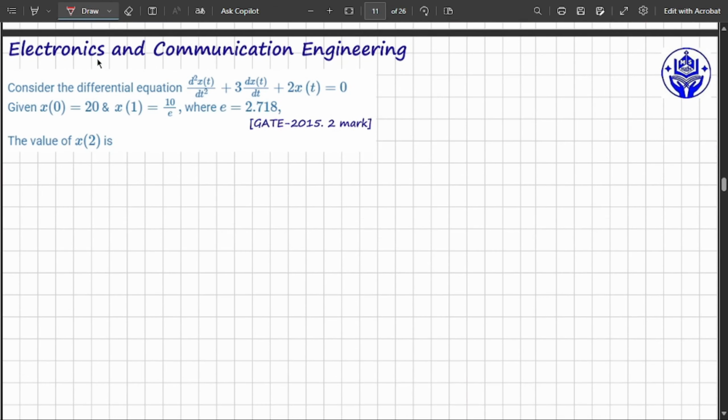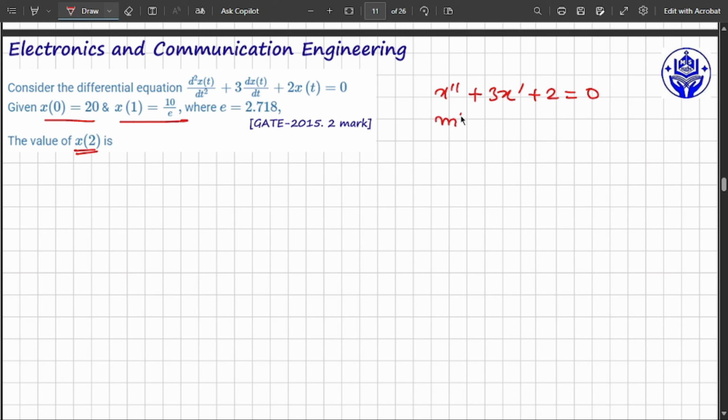Okay. The next question is related to 2015 again. This is a 2-mark question. Consider the differential equation, again a second order differential equation: y double dash plus 3y dash plus 2y equals 0. Not y, it is in the form of x, just to avoid getting confused. So it will be x double dash plus 3x dash plus 2x equals 0. We have to find the value of x of 2.